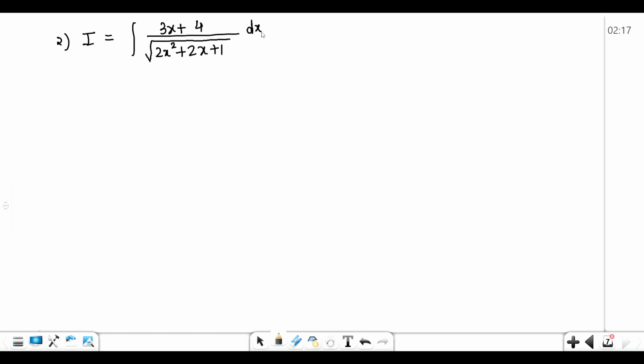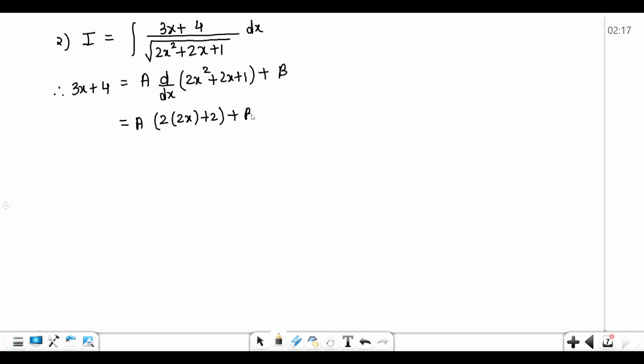Okay, now again we'll take the numerator is equal to a times derivative of the denominator. Whatever quadratic term you have in the denominator, you can take it, plus b. Then you have to take a derivative of that part, which is 4x plus 2, plus b. Here it is on the left side 3x plus 4.